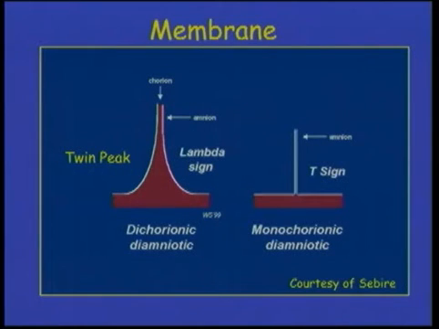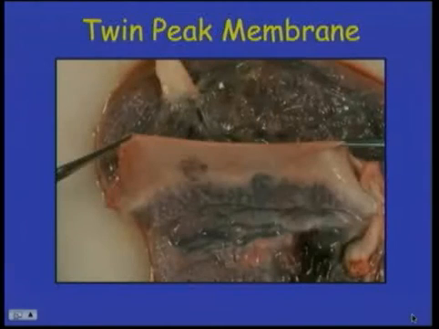differentiation. Now, Dr. Sebayer called it the lambda sign. Other people call it the twin peak. It basically is when the placenta is growing up between the two layers of the amnion, whereas in a monochorionic placentation, you can see that the placenta cannot grow up in between the two layers of the amnion because that chorion is holding it back.